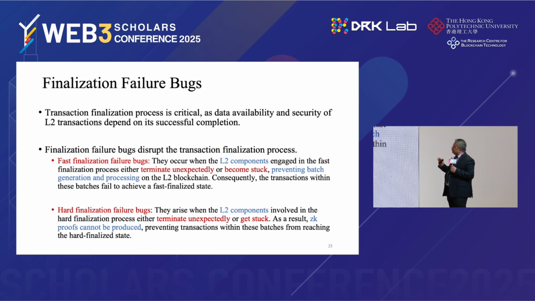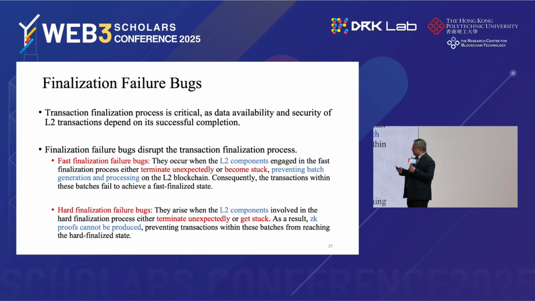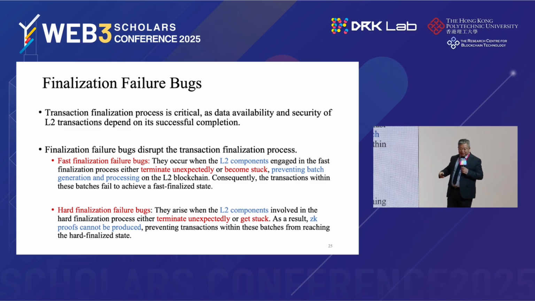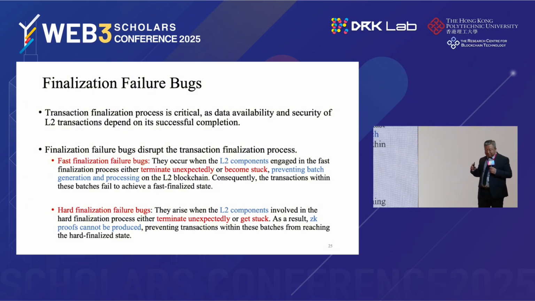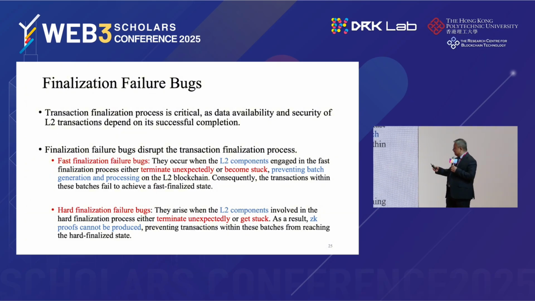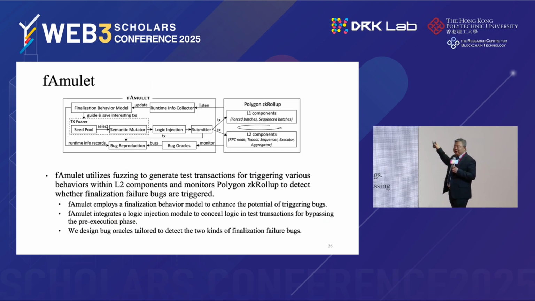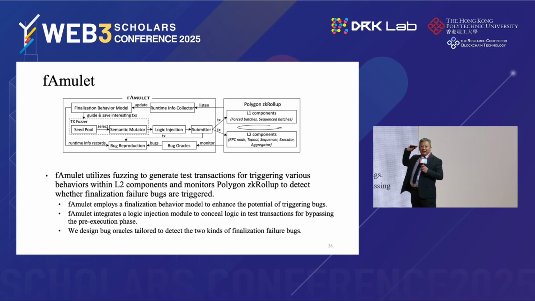We identify 2 types of finalization failure bugs, some of which are caused by inconsistency. One is called faster finalization failure bugs, which occur when the layer 2 components either terminate unexpectedly or become stuck. Another type is called hard finalization failure bugs. They occur when the layer 2 components involved in the hard finalization process either terminate unexpectedly or get stuck. We also developed a fuzzer to identify this type of issues.